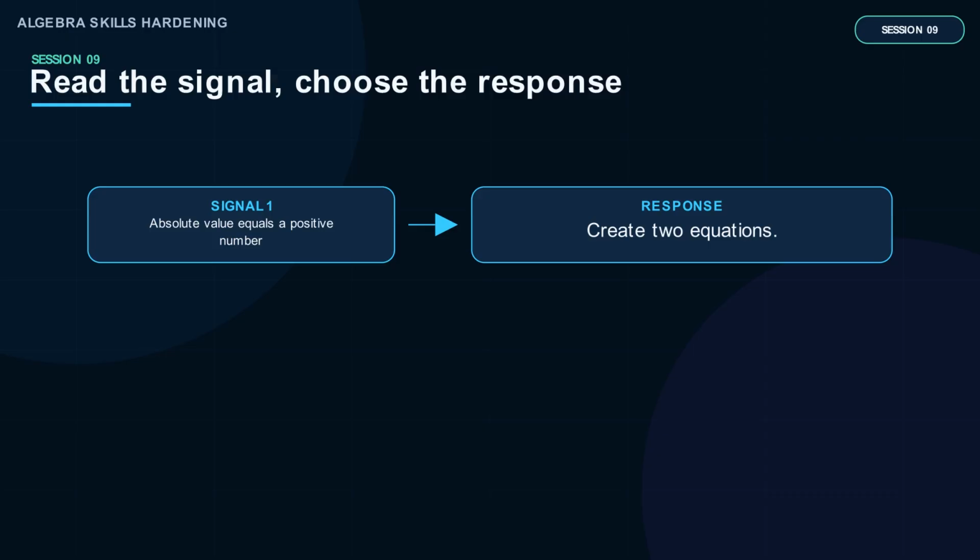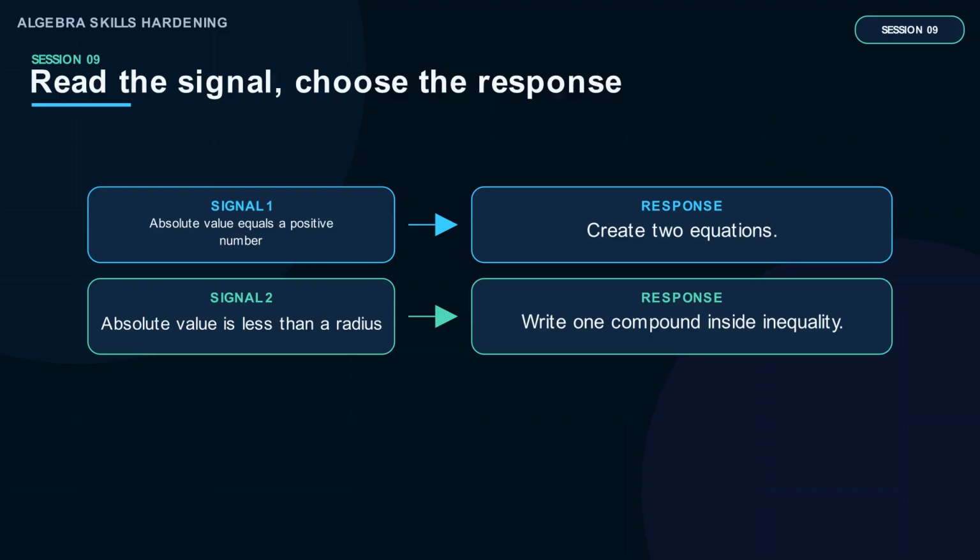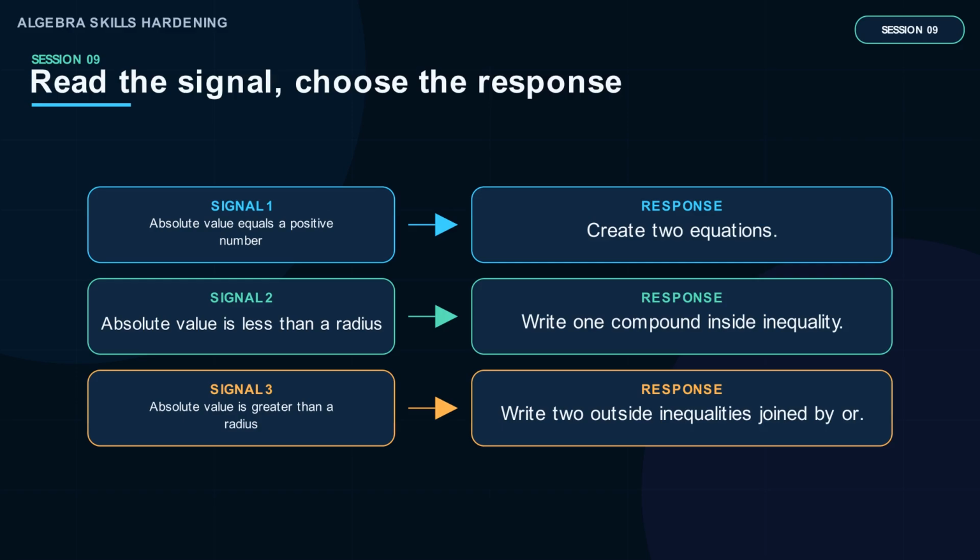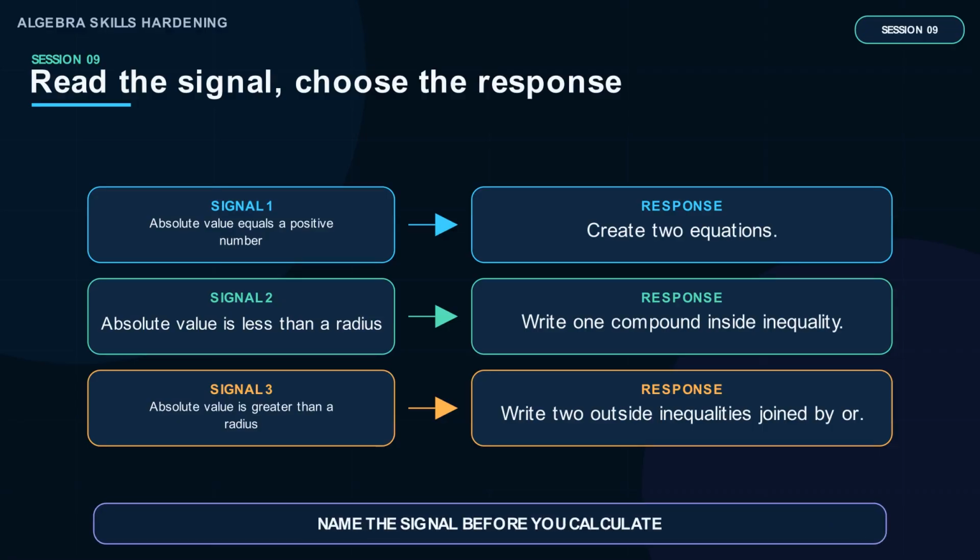Signal 1 is absolute value equals a positive number. Respond by remembering: create two equations. Name the response before calculating. Signal 2 is absolute value is less than a radius. In that case, write one compound inside inequality. The form tells you which tool fits. Signal 3 is absolute value is greater than a radius. Remember, write two outside inequalities joined by or. This separates plausible from valid answers. If you cannot name the signal, slow down. Deliberate classification is faster than repairing rushed algebra.